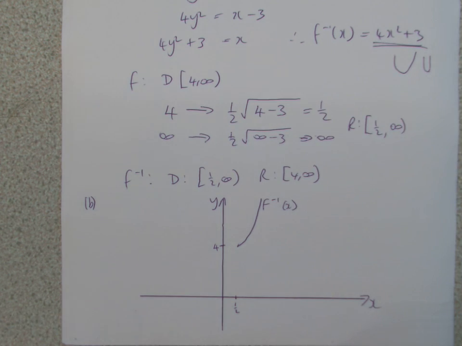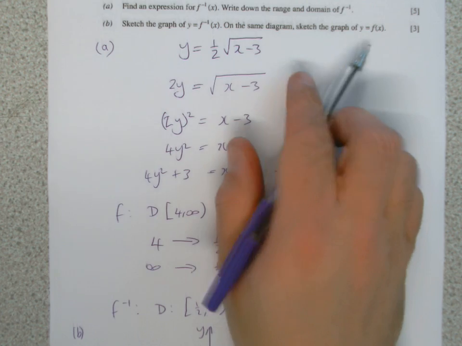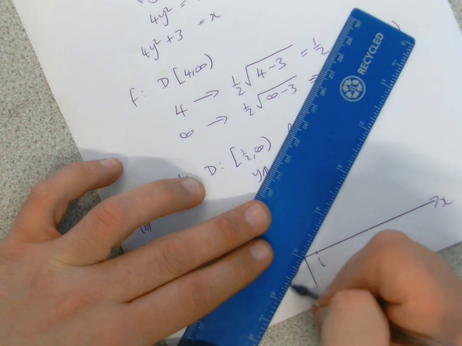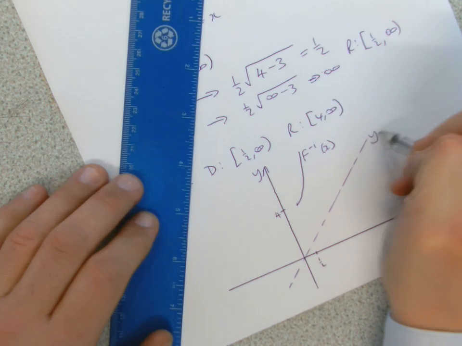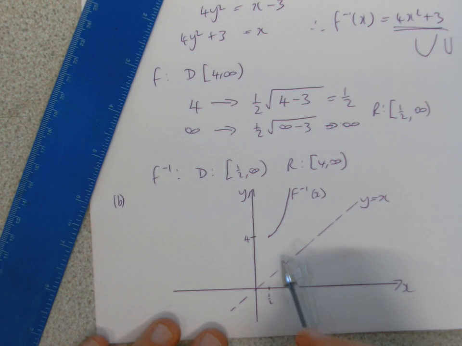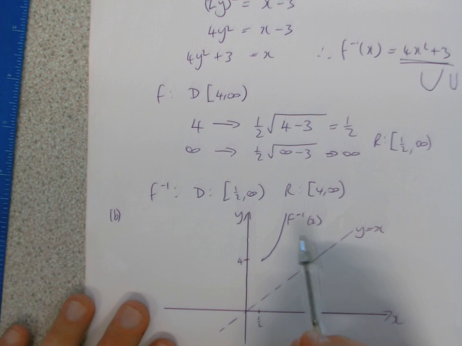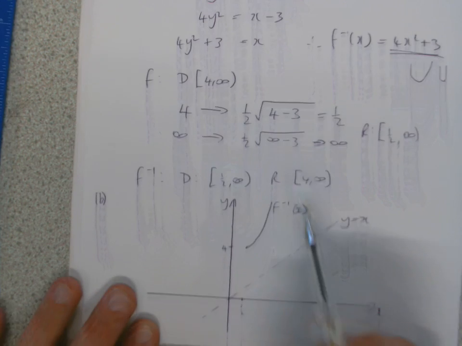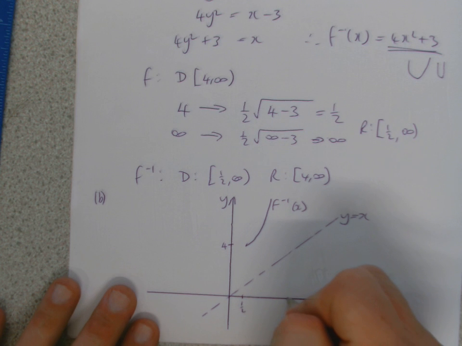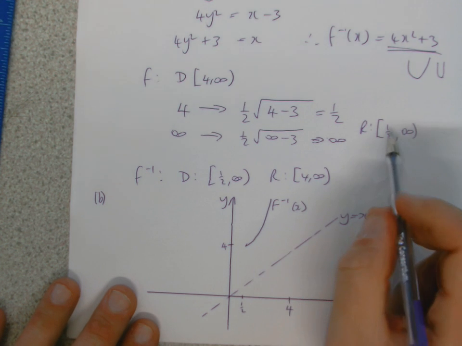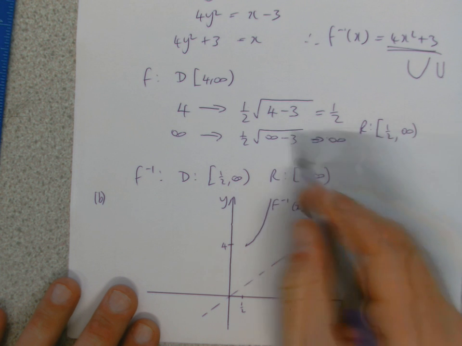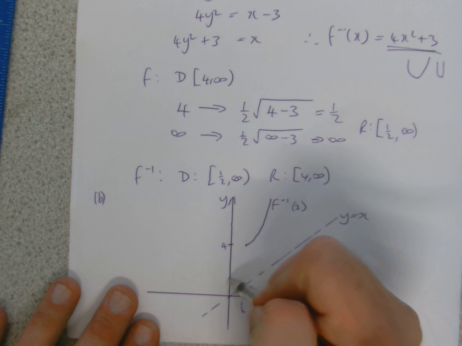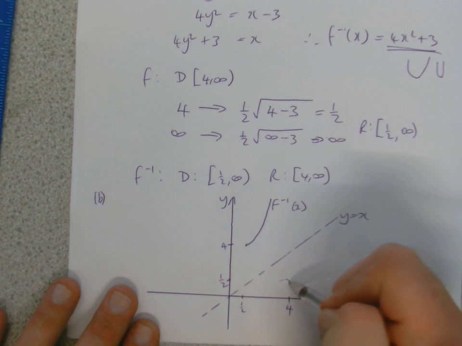Now it says in the same diagram sketch the graph of y equals f of x. Remember, to get the inverse, we simply reflect in the line y equals x. And when you reflect, you can take the domain of f of x. Where was it here? 4 to infinity, so we know we're starting at 4. And the range is half to infinity. So we're starting at 4, and the y value is half. It kind of switches. So you've got that there, and you're going to draw your curve.